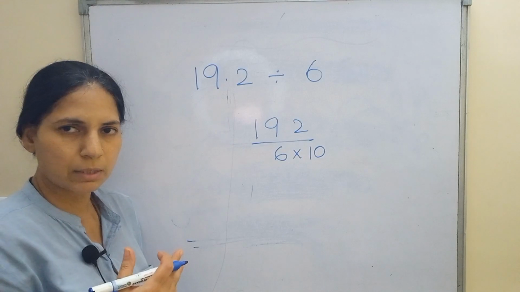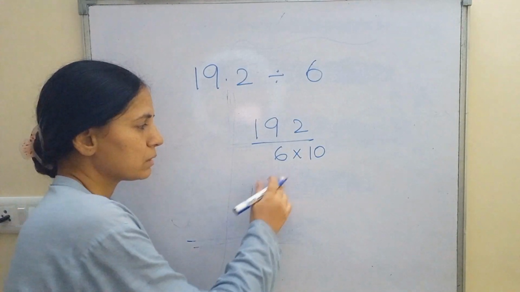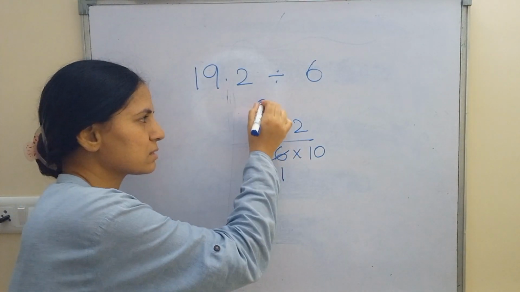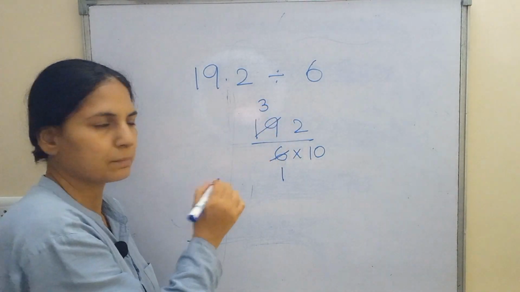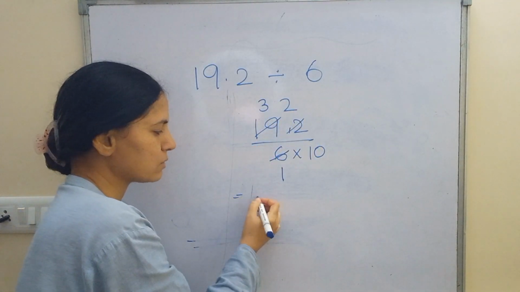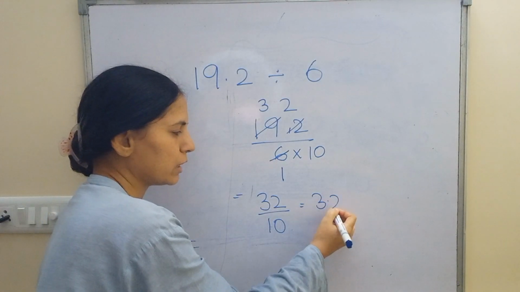I hope this much is clear, so that I can go ahead with the next step. This will be 6, 1 times 6, 6 3s are 18, 1 left, 6 2s are 12. So my answer would be 32 upon 10, which is nothing but 3.2.